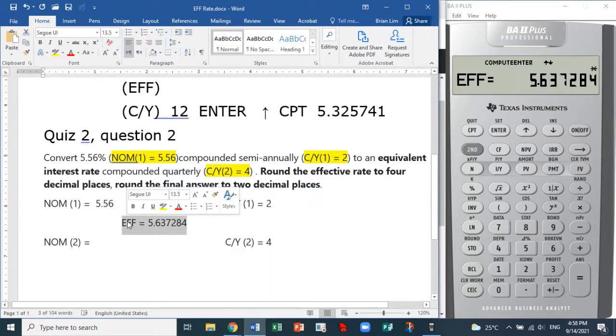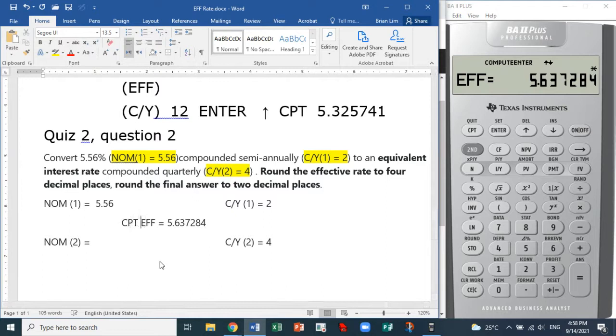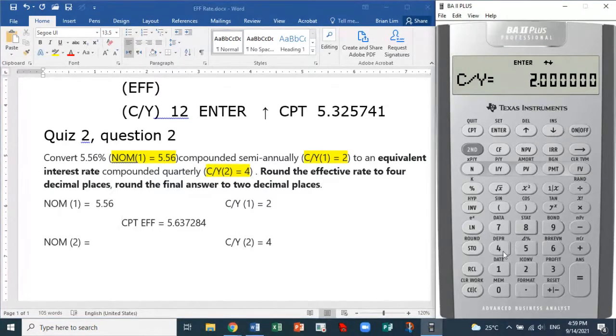But remember, effective is what? It's compounded annually. So this acts as a bridge to get over to a comparison over here where CY is 4. So what do we want to find? Sorry, I should have put in here that this is the one that is computed. So we will know what is happening, that the effective is computed. So you know that that is a computation. Now we have to go down and put in the value for CY.